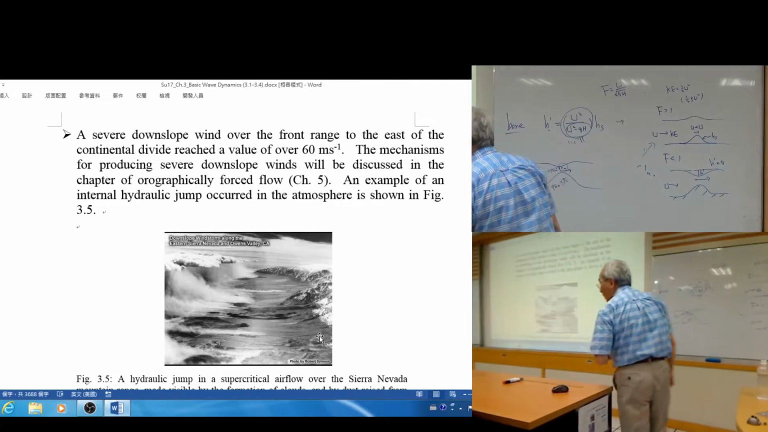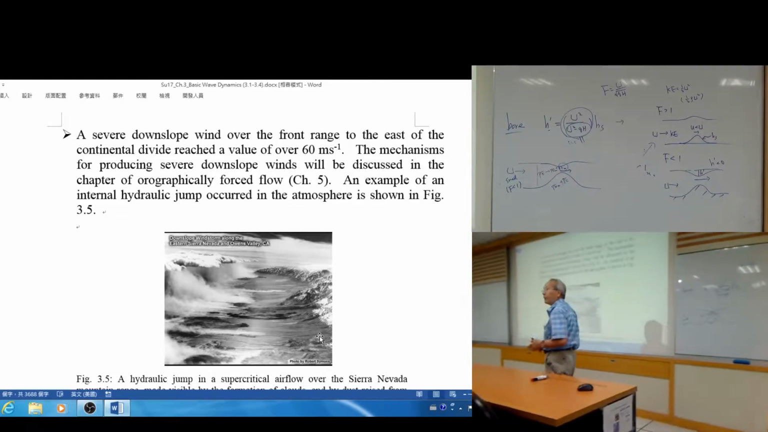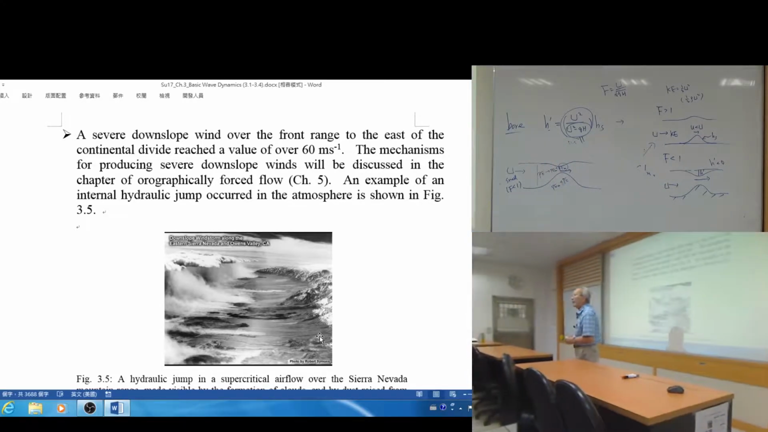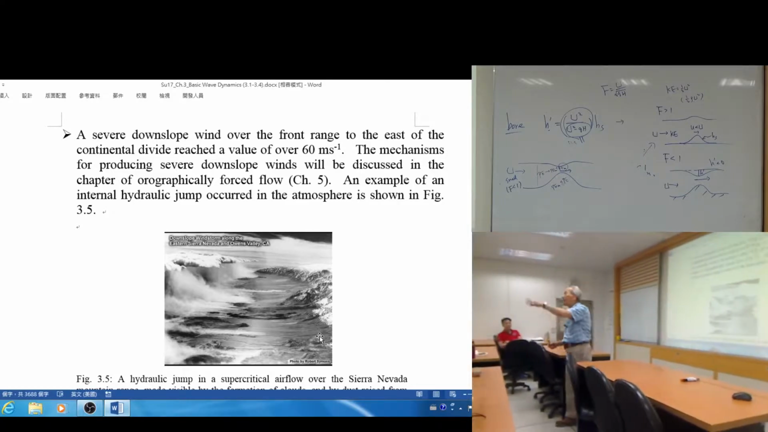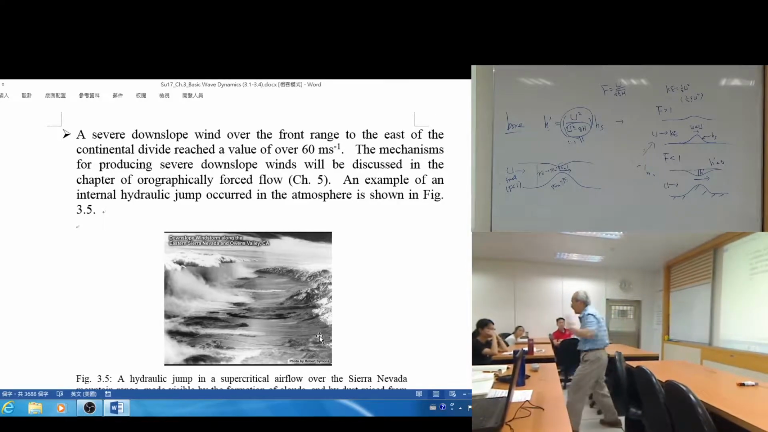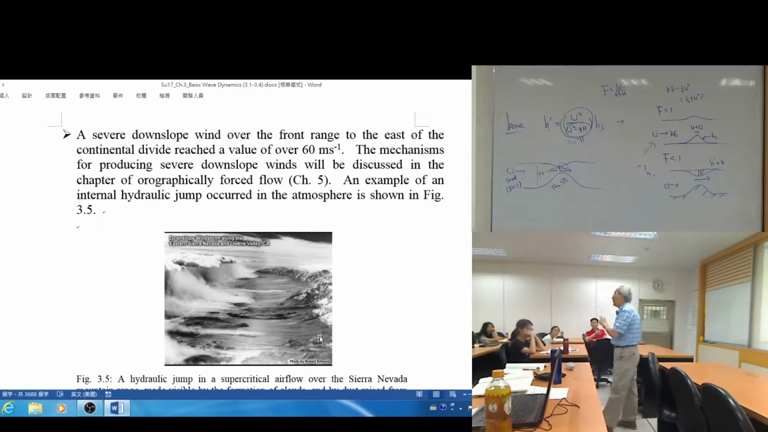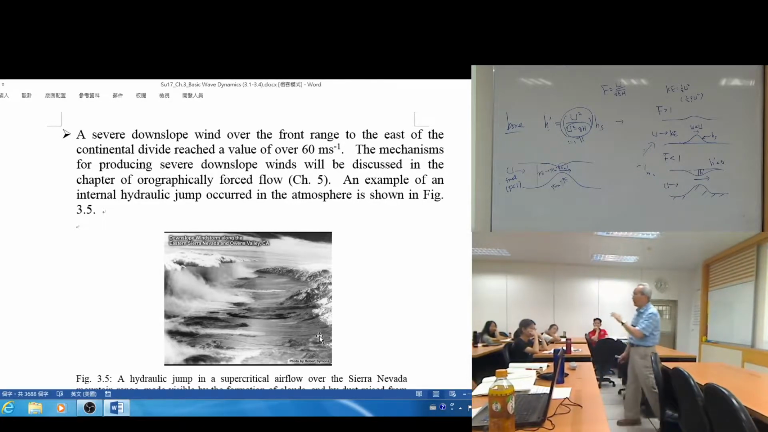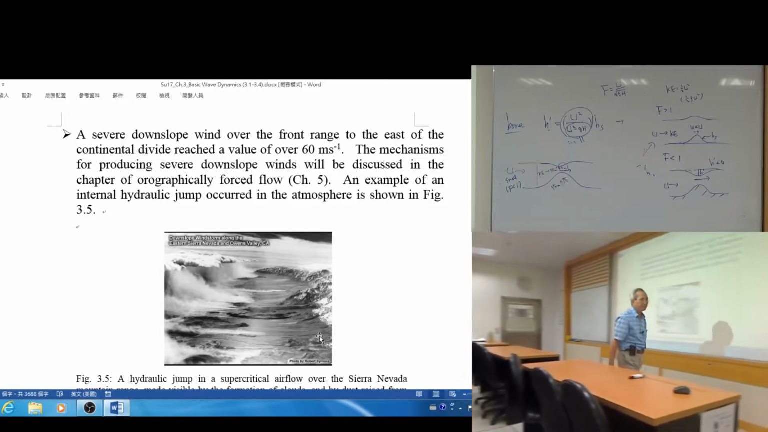One famous example is, have you heard of the Qiantang River? The Qiantang River tidal bore propagates against the flow. That's a bore. That's an upstream propagating wave. Jump.